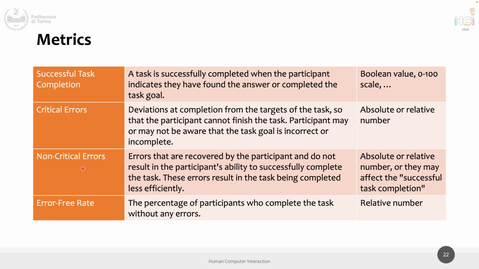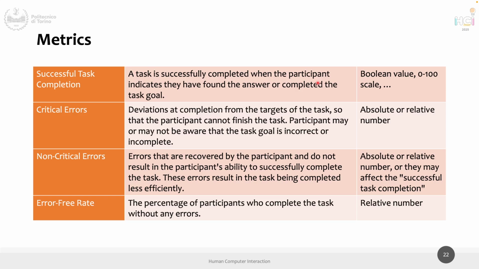Again, this could be an absolute number or a relative number. Let's use the same example as before. I want to book a room in Politecnico for 100 people tomorrow, and I select today, everything right except the date. Then I say task completed to the facilitator, and then I say, no, wait a minute, I was wrong, I didn't select tomorrow, let me fix it.